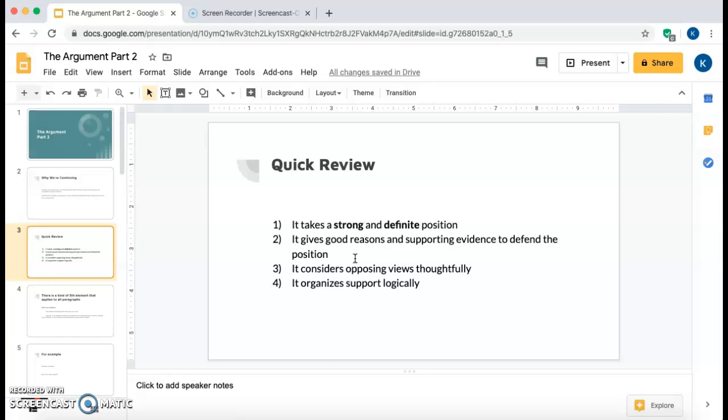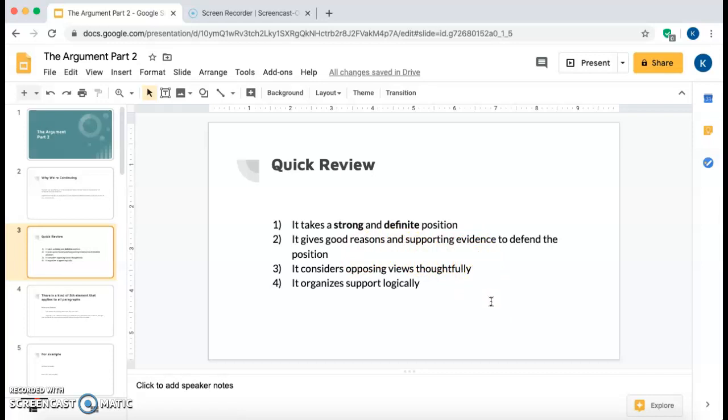And we'll actually talk a little bit more about different ways to provide evidence and different ways to draft these kinds of styles in a second video coming up a little bit later on. Your third point, and this is a really important point, this is what a lot of writers fail to do in argument papers, but your third point is that you consider your opposing views thoughtfully.